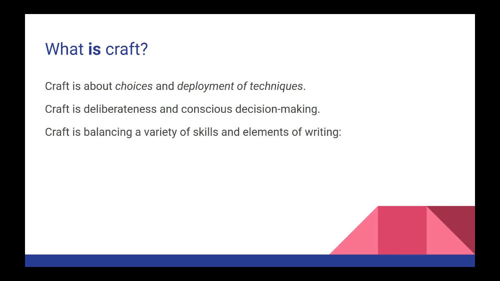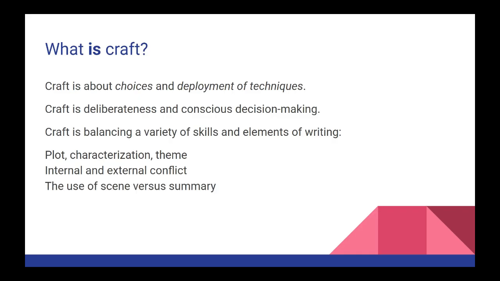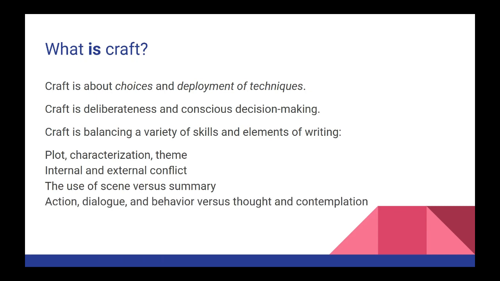Craft is also the balancing of a variety of skills and elements of writing. This includes plot, characterization, and theme, internal and external conflict, the balance between what's going on in the world of the story and within the character who your story focuses on, the use of scene versus summary. And then it's also action, dialogue, and behavior versus thought and contemplation. Again, when do we see the things happening externally versus the things that are happening internally? It is also image and specificity versus abstractions and judgments, the moments where we choose as writers to give really vibrant particular details versus allowing ourselves to use these more abstract terms in our thinking.